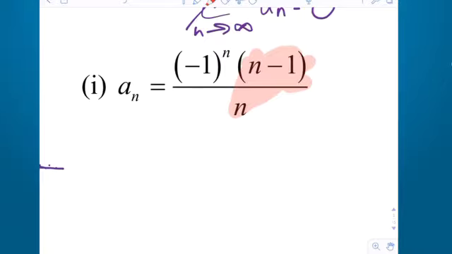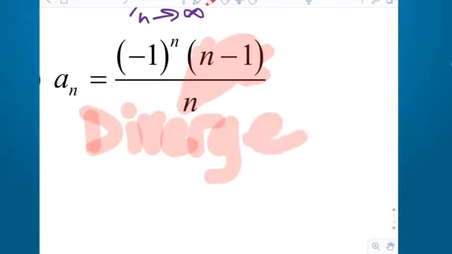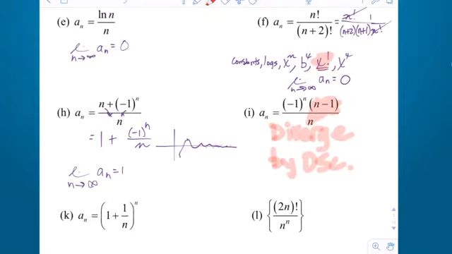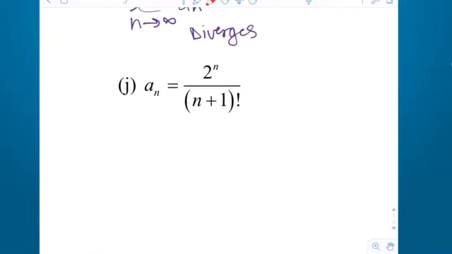So what happens when you add the alternator back in? It's going to start with negative when n is 1. -1 plus 1, -1 plus 1, -1 plus 1. What's going to happen? It's going to diverge by oscillation. I'm just going to write with a highlighter like I meant it. Diverge by oscillation. All right, letter J, 2 to the n over (n plus 1) factorial.